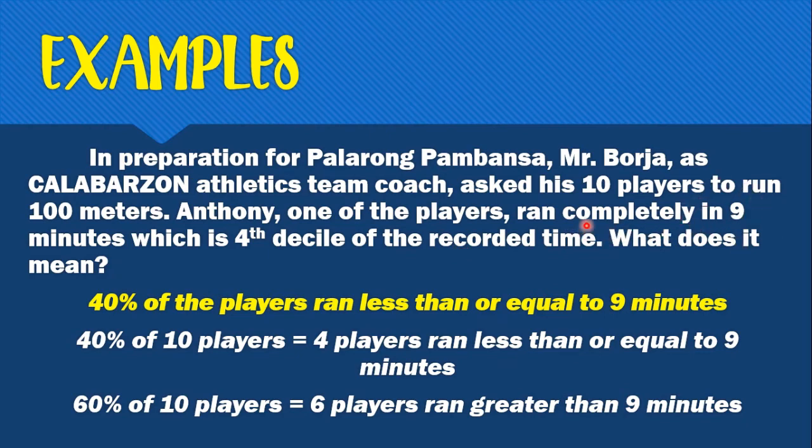Anthony, one of the players, ran completely in 9 minutes, which is the fourth decile. Now, knowing that there are 10 players, 40% of those 10 players is 4. So 4 players ran less than or equal to 9 minutes, including Anthony. And the remaining 60% of 10 players, which is 6, ran greater than 9 minutes.